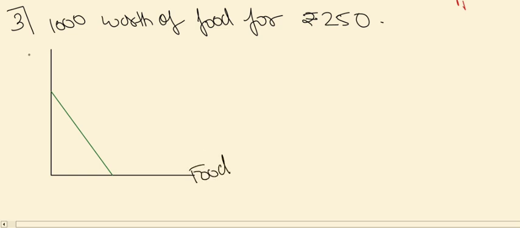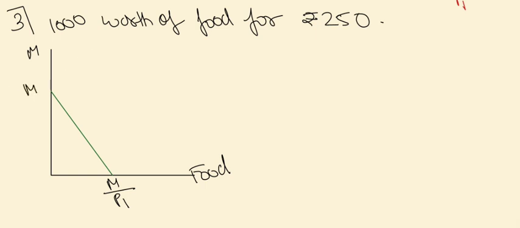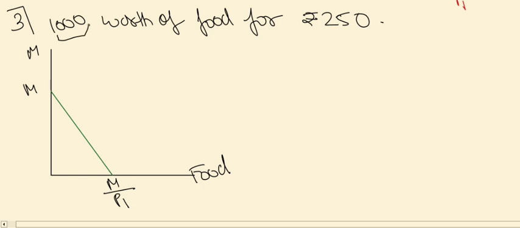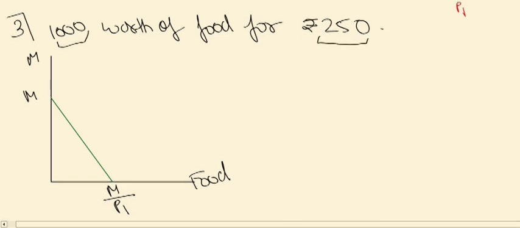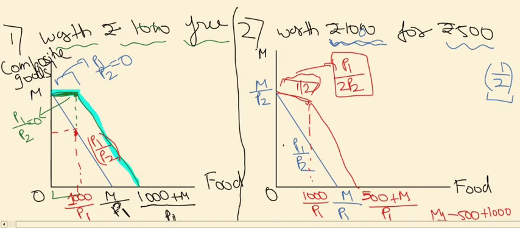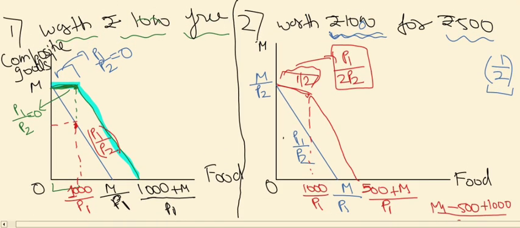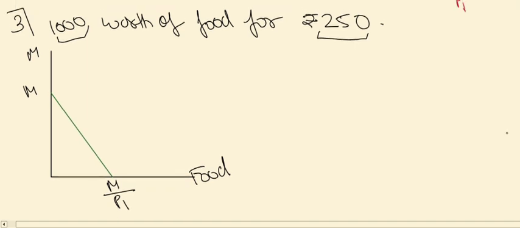Okay, now let's move to case 3 where 1000 worth of food is given for rupees 250. Now you can figure it out yourself, like what will be the slope of the budget line until rupees 1000 worth of food is consumed. Now here the consumer is facing one fourth the price of what he would have faced without the food stamp program. In the second case, he was facing half the price. Here he is facing one fourth the price. So the budget line would be one by four the slope until 1000 worth of food is consumed.